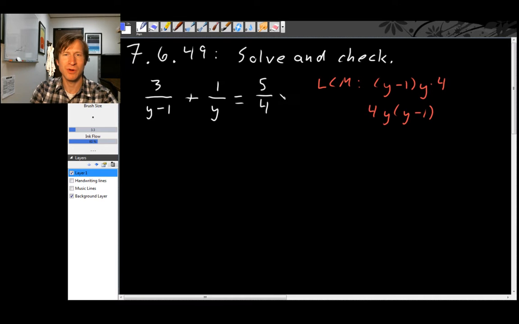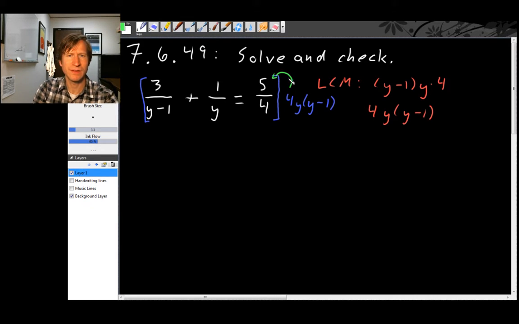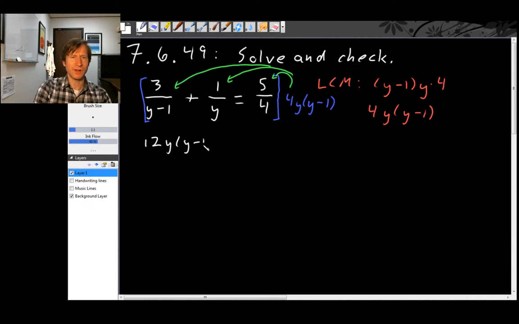Alright, so let's come back to our equation and multiply both sides by this least common multiple, 4y times y minus 1. And then distribute this like that. On this first term, we're going to get 3 times 4 is 12 times y minus 1 over y minus 1. For the second term, we get 4y times y minus 1 over y.